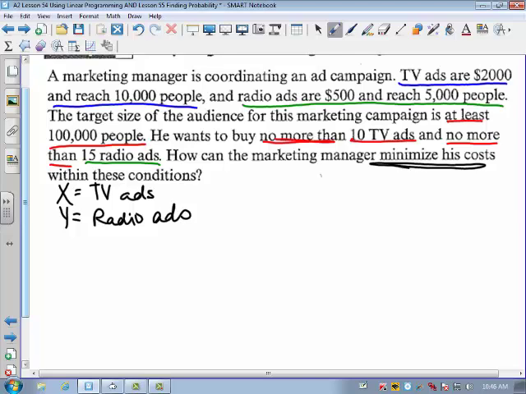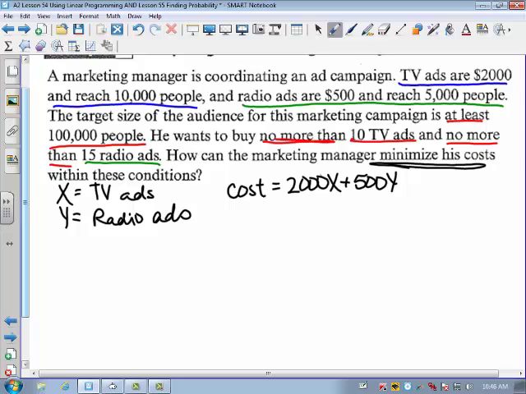So what we have now is we also have our cost function, or our objective function, the one that we care about as far as finding that solution. So the cost function is equal to, what's he paying again? $2,000 for what? TV. So 2,000X plus 500Y, because that's what he pays for the radio ads. That's going to be important to us in the future.